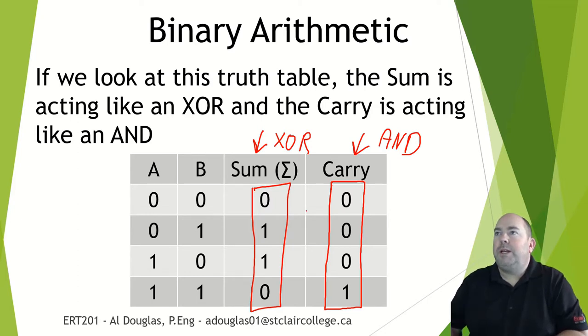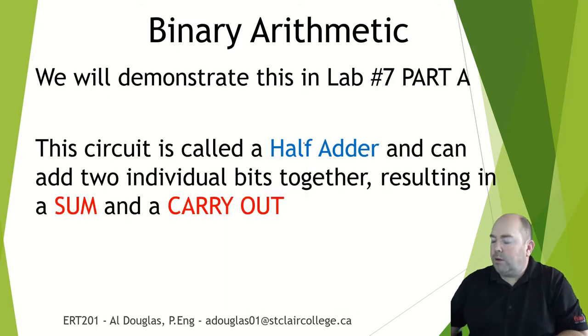So basically we can say that we're using an exclusive OR and an AND to create these truth tables. So we can create what we're going to call a half adder circuit for adding 2 individual bits together, and the result of this is going to be a sum and a carry out. Okay, and this is going to be lab number 7, part A.